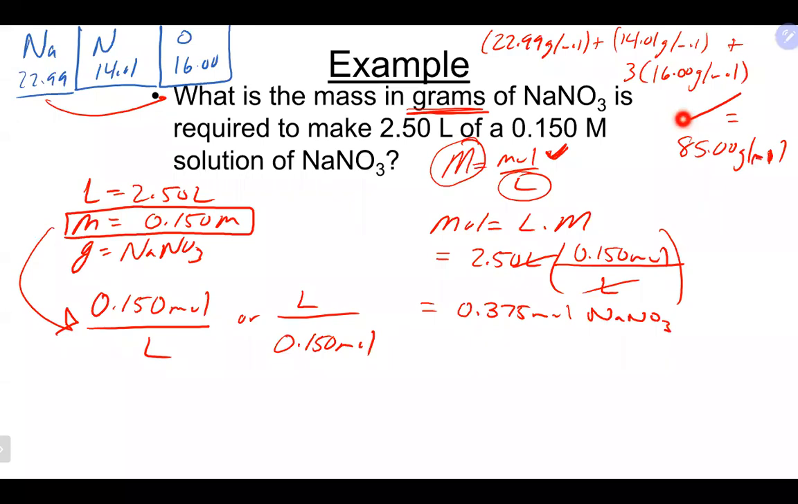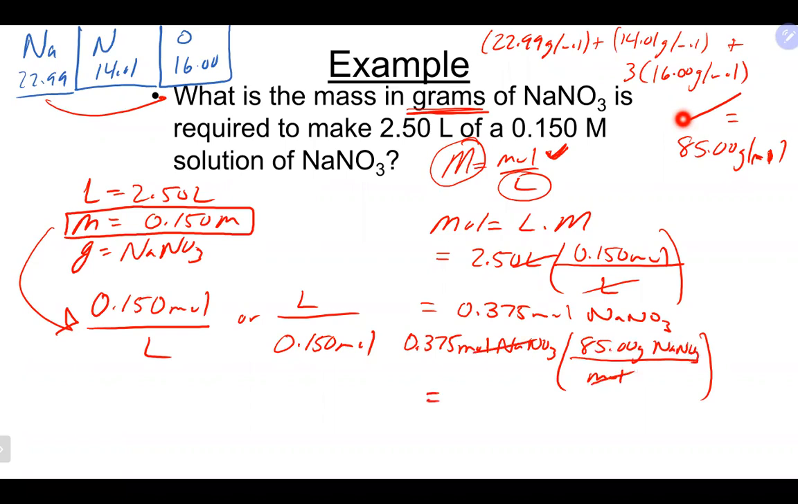And that comes from the periodic table. We're going to use that to convert our moles into grams. So doing the same calculation we did in a previous chapter here, we want the moles to cancel. So moles are going to go on the bottom, and 85 grams of NaNO3 will go up on top. That way the moles cancel. That's going to get us times 0.375. Looks like 31.9 grams of sodium nitrate in this case.